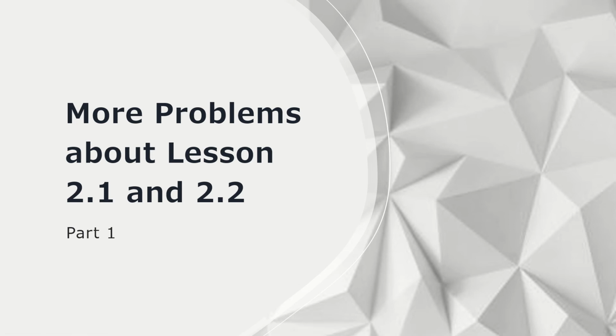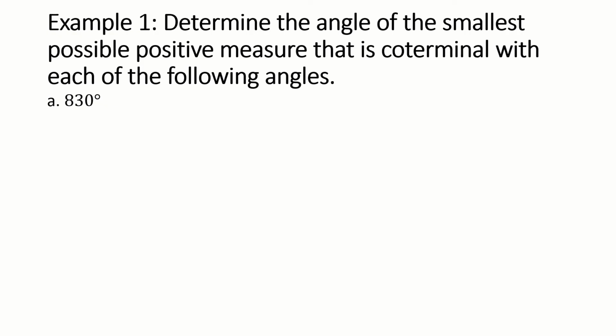Hello everyone. We will now discuss more problems about our lesson 2.1 and 2.2. Example number 1. Determine the angle of the smallest possible positive measure that is coterminal with each of the following angles. So let's have A, 830 degrees. Please pause this video and try to answer it on your own first.